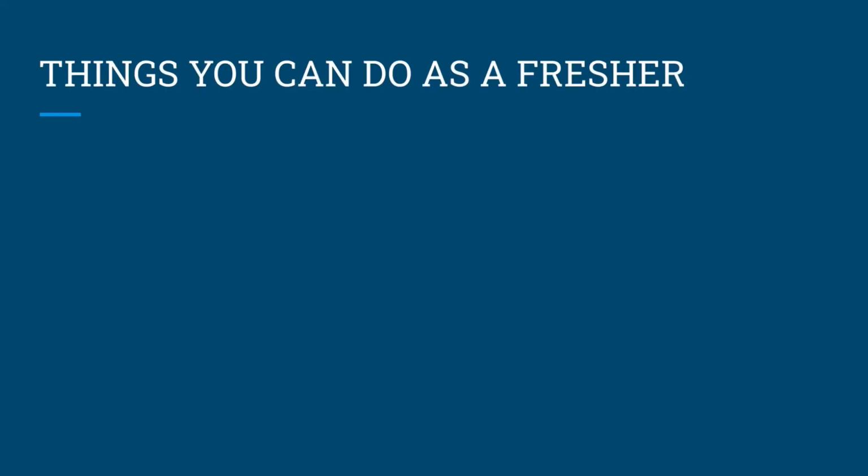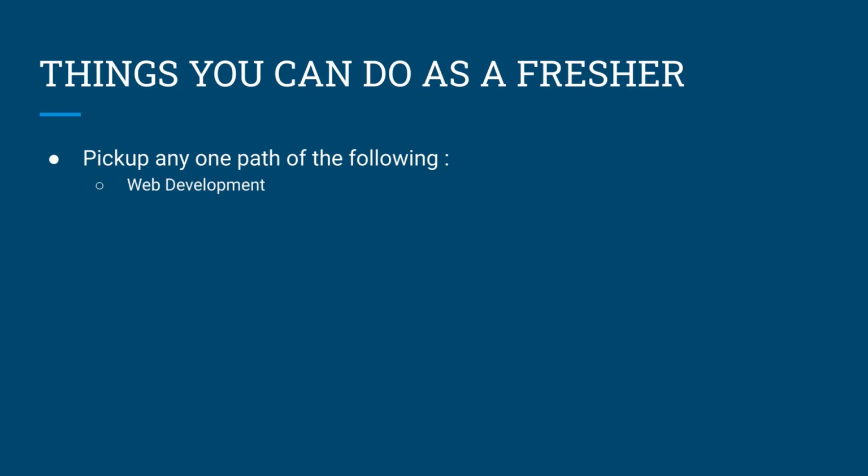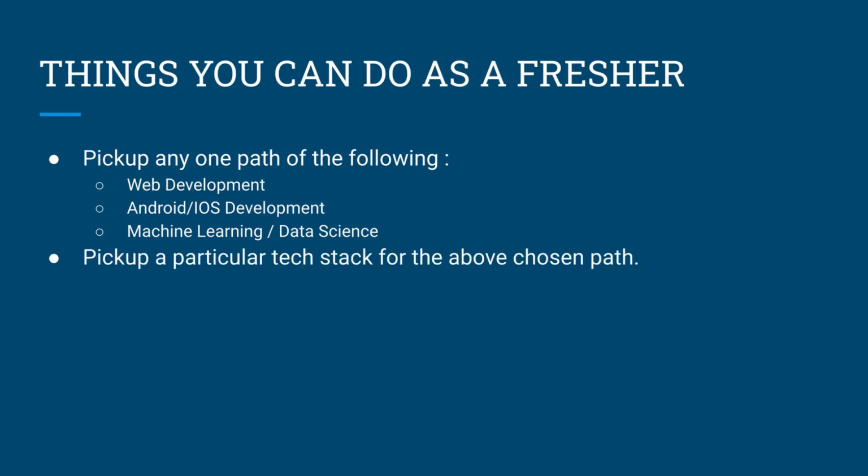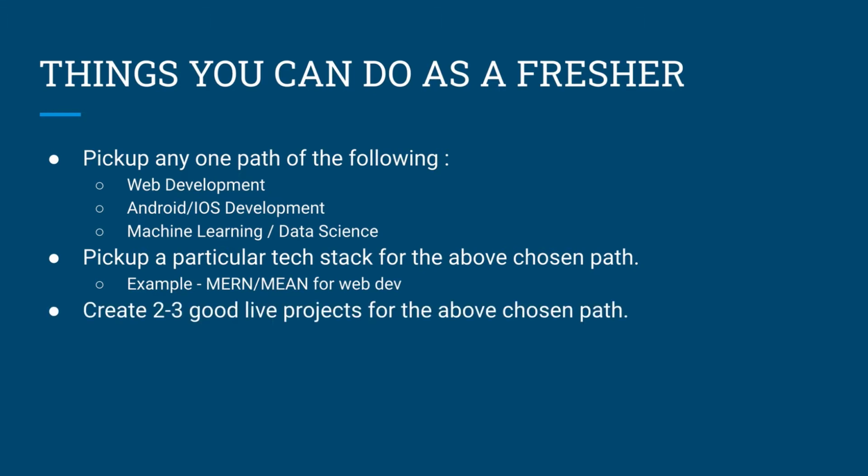Now let's see the things you can do as a fresher. Let's say you're not having an internship, but you want to work hard, you have the time and the passion to do it. How can you improve your resume, what all things can you do which can surely add some skills to your resume? The first thing is to pick one path out of the following: web development, app development, or the third, machine learning or data science. Once you pick a particular path, you just have to work on that path and create 2 to 3 good live projects for the chosen path.